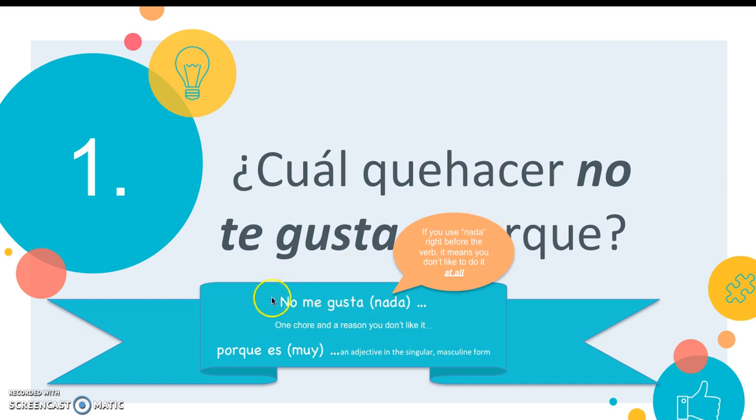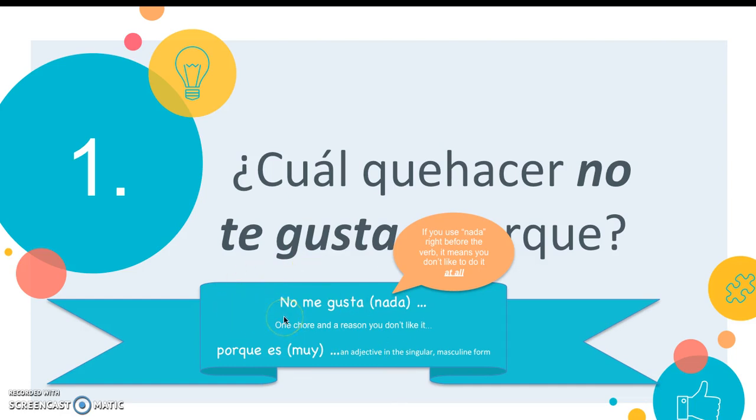So I'm going to say no me gusta and then the chore and a reason I don't like it. Now, if you use nada right before the verb, not before the gusta, but the infinitive, then it's like you're saying, I don't like to do it at all. So, for example, I don't like to clean the floors. So I would say, no me gusta limpiar el piso porque me duelen las rodillas. So that is, I told you I don't like to clean the floors because my knees hurt me when I do that.